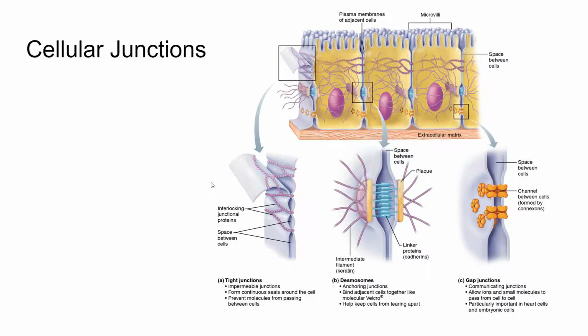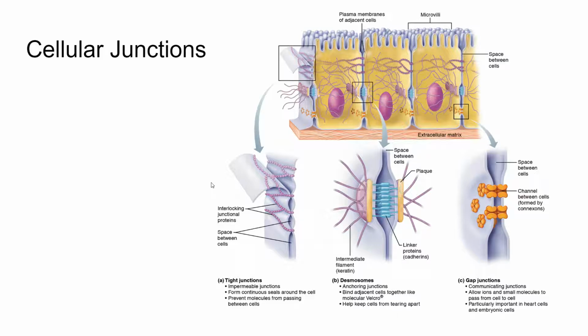Next is this concept of cellular junctions. All right, what is a junction? It's where two things join together, right? And so most cells are bound together through these glycoproteins, which is a glycoprotein is just a sugar-protein combo, with these interlocking kind of regions that are joined together in one way or another.